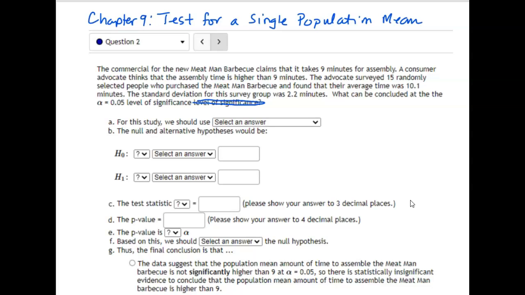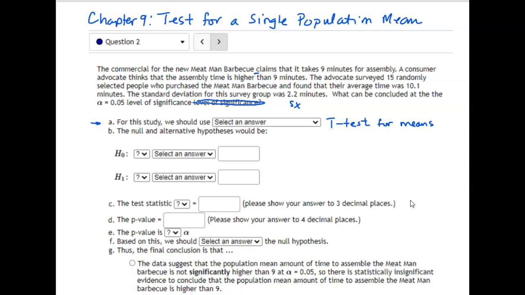All right, so first, part A is asking us which test we should use. If we read through the problem, we can see that we know the sample standard deviation. We don't know the population standard deviation. Also, our sample size is fairly small, less than 30, so we need a t-test for means.